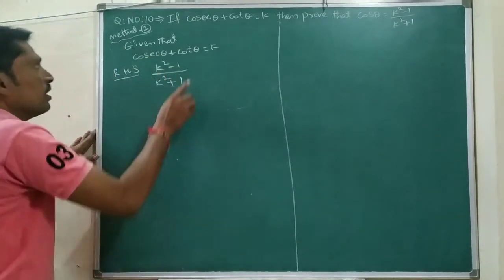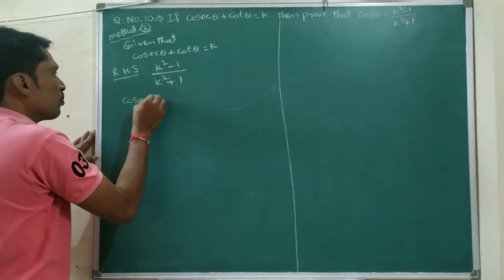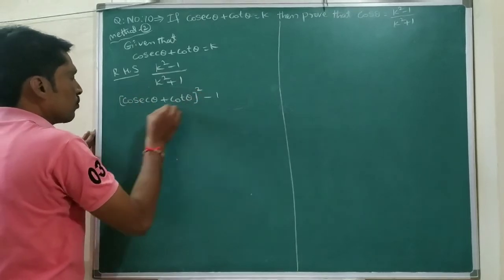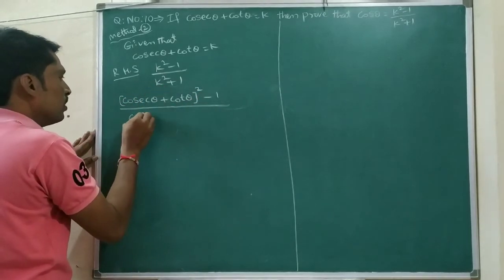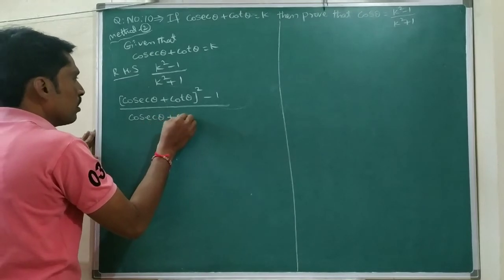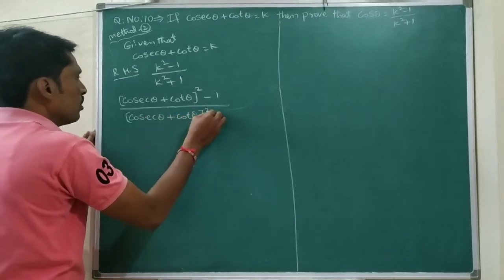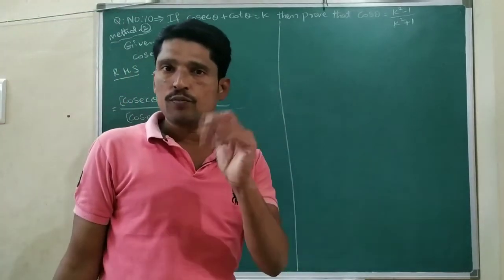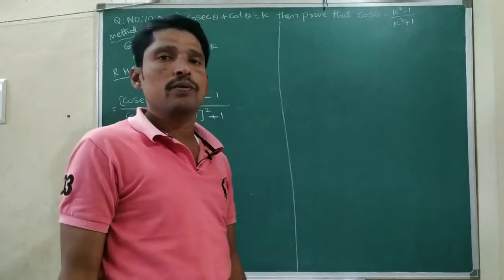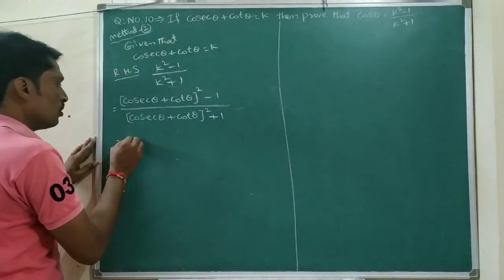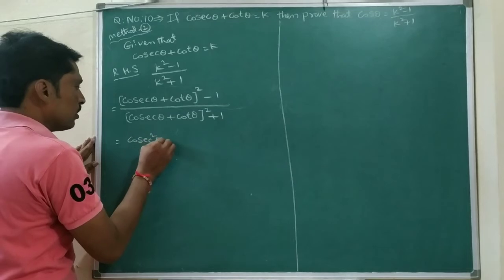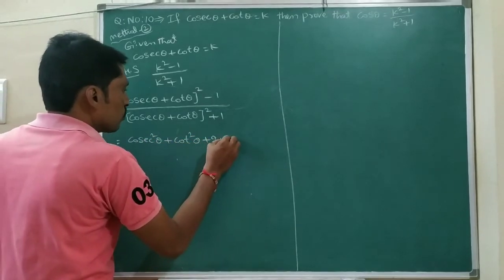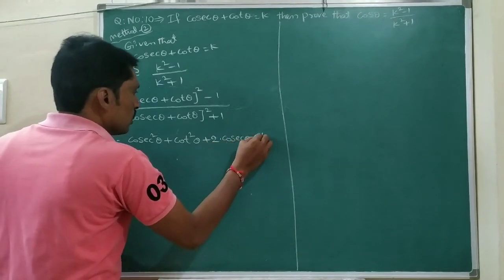So what is k here? K value is cosec theta plus cot theta. Square is there, so (k square minus 1) by (k square plus 1). K square means (cosec theta plus cot theta) whole square. So it is of the form (a plus b) whole square. (a plus b) whole square formula already we know, that is a square plus b square plus 2ab. That is equal to a square, which means cosec square theta, plus b square means cot square theta, plus 2ab, a means cosec theta into cot theta.